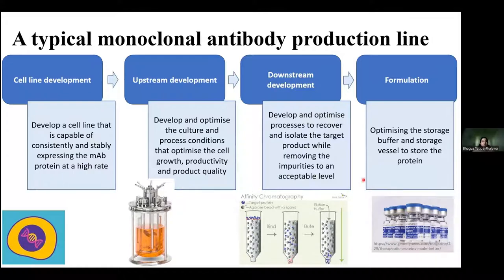And then once the downstream development is done, finally, once the product is there, it needs to be appropriately produced with the required purity. That would be the purpose of downstream development. And then in formulations, what we do is we would optimize the storage buffer and storage vessel to store the protein of interest. So we have to make sure that when the product is going to the market, it can be stored for a prolonged period of time without degrading the quality of the protein.